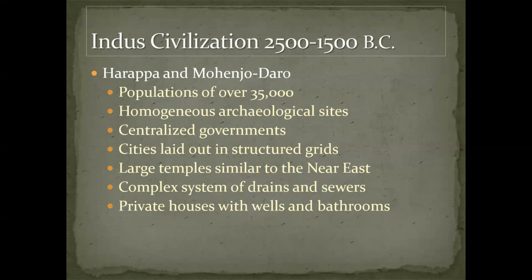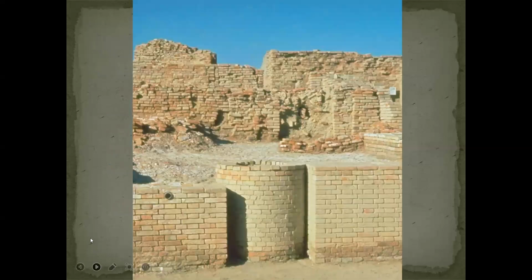You'll see this when we get to ancient Greece as well. But very sophisticated, more sophisticated in some ways than Mesopotamia and even Egypt, perhaps. And this, by the way, is one section of one wall of Mohenjo-Daro. You can see how you have different shapes put together. It looks like a modern brick house or something. They're laid out very precisely in these cities.